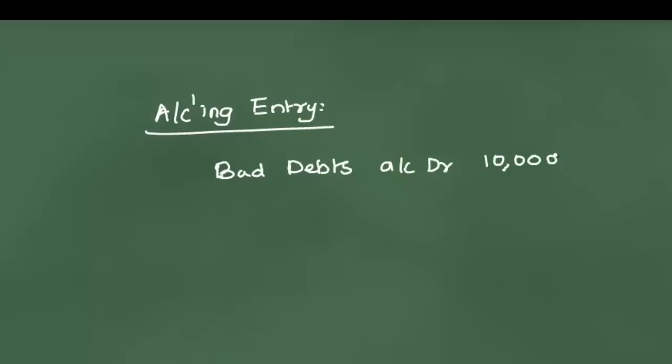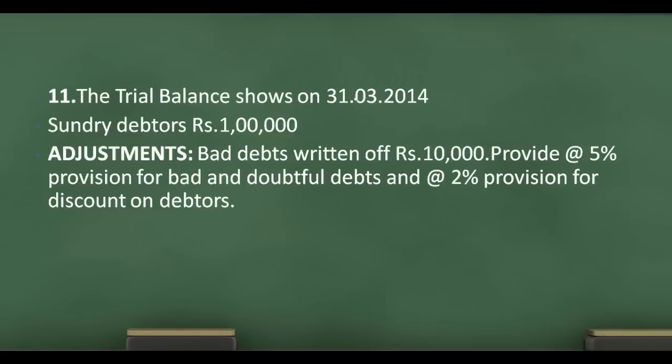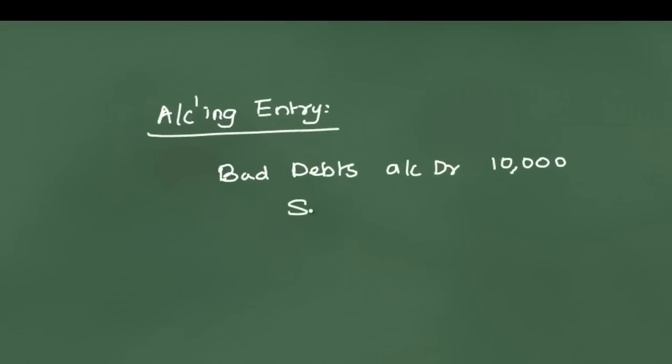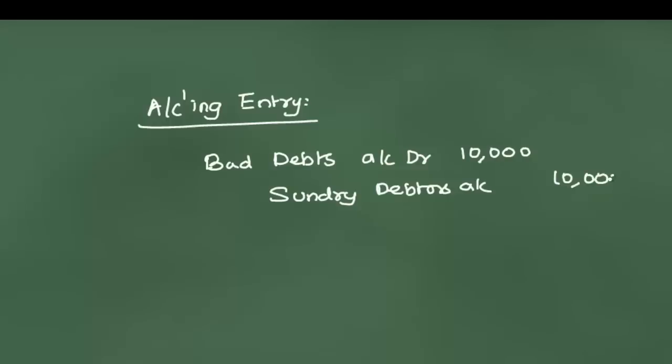And what is the effect of bad debts? It will reduce one asset. What is the name of the asset? Sundry debtors. Bad debts will reduce the sundry debtors, and asset will always have debit balance. When it is reduced, it will have credit balance. So sundry debtors will have credit balance to the extent of 10,000. So sundry debtors account which is credited, which is 10,000. So this is the adjustment entry.